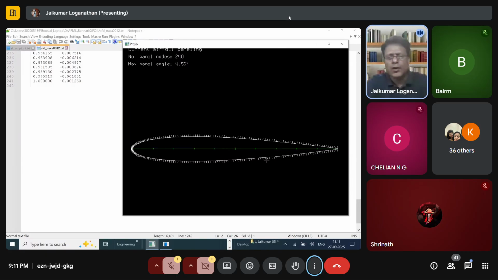Usually in XFOIL, it creates a blunt trailing edge airfoil. It doesn't create a sharp trailing edge airfoil, which is okay, because most of the practical airfoils have a very small trailing edge thickness. So you don't have to worry about that.